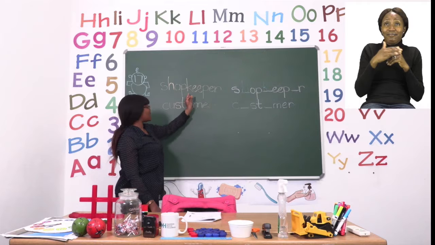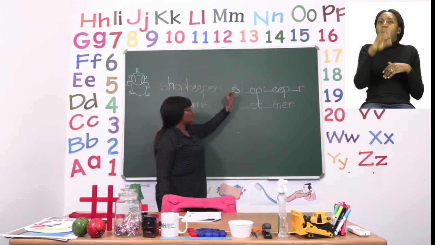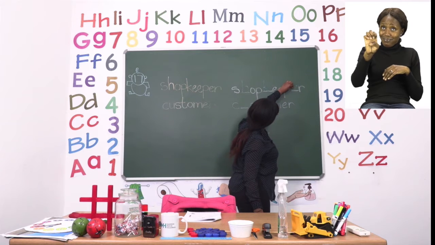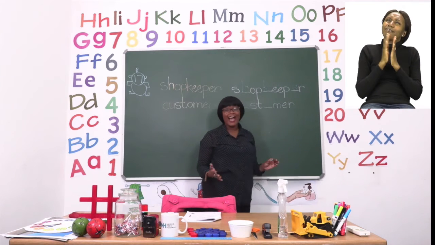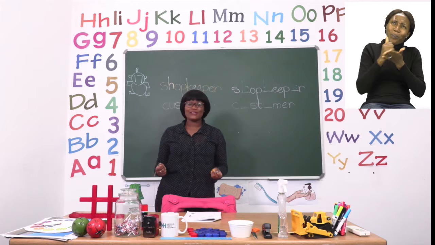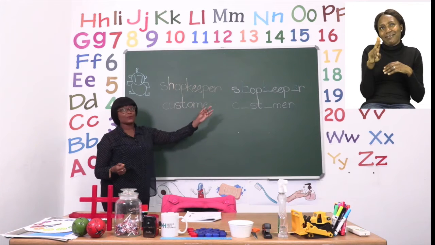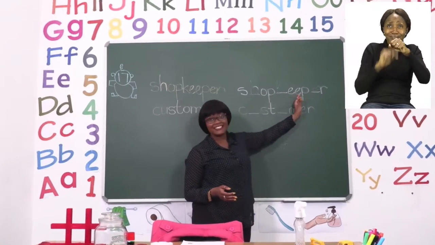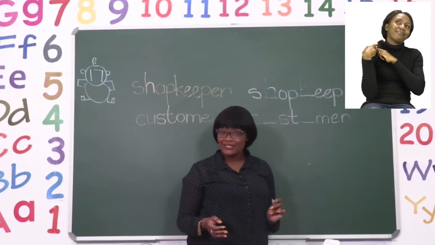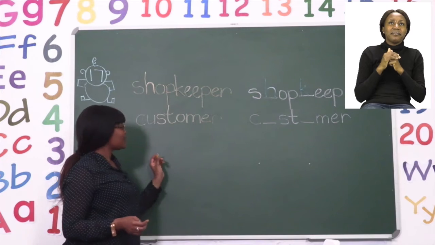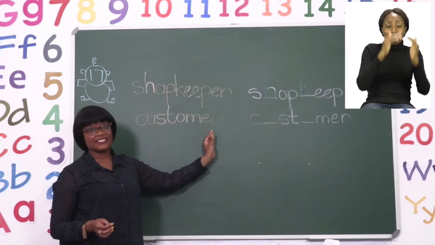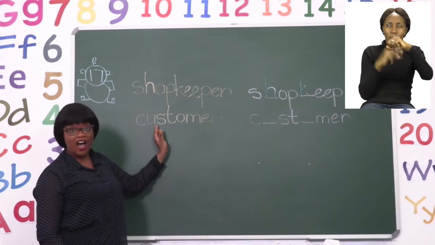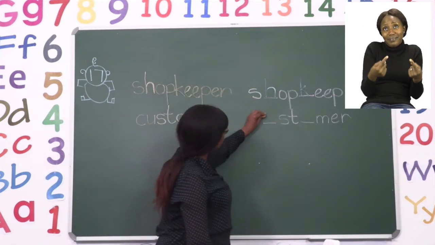Now the last one is an E. So we're going to put our E. Please, boys and girls, make sure that your handwriting is neat when you're doing this. Now we have the word shopkeeper. We have written it nice and neat on the board. The next one that we're going to do, boys and girls, is the word customer. Now we both see that there's a K there, but then the A is missing. So we need to put the A.